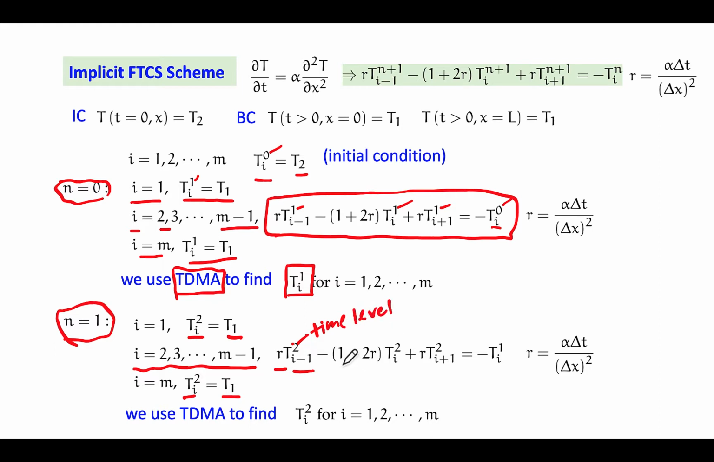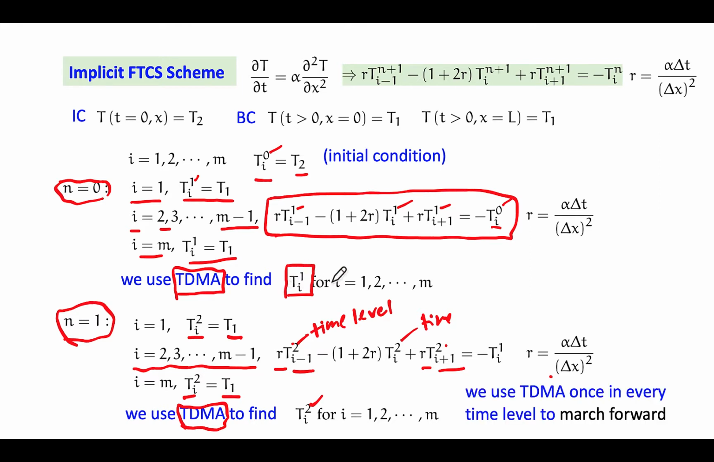Here also minus 1 plus 2r Ti 2. These are time level. And r Ti plus 1 at 2, which equals Ti 1. Here again r is alpha delta t by delta x square. We can once again use tridiagonal matrix solver to find Ti at time level 2. So you can see that from one time level to next time level, as we progress, we have to use this TDMA at every time level.